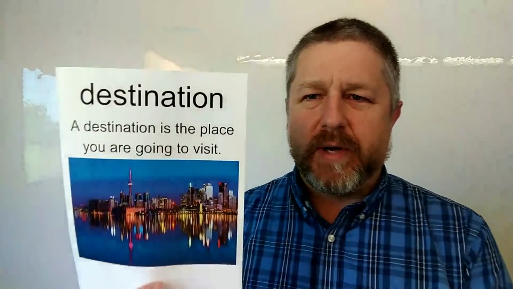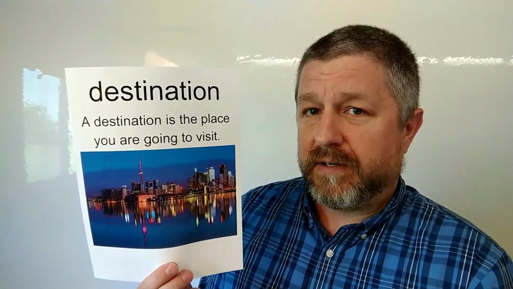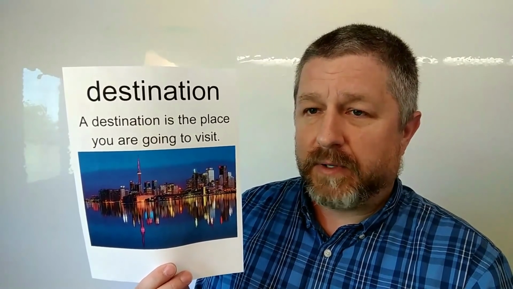When you go on a trip, you have a destination. So this is the word destination. And a destination is the place that you are going to visit. So let's say I really wanted to visit France to see the Eiffel Tower. I would tell people I'm going on a trip, and they could ask me, where are you going? Or they could ask, what's your destination? Destination's a little more of a formal word.